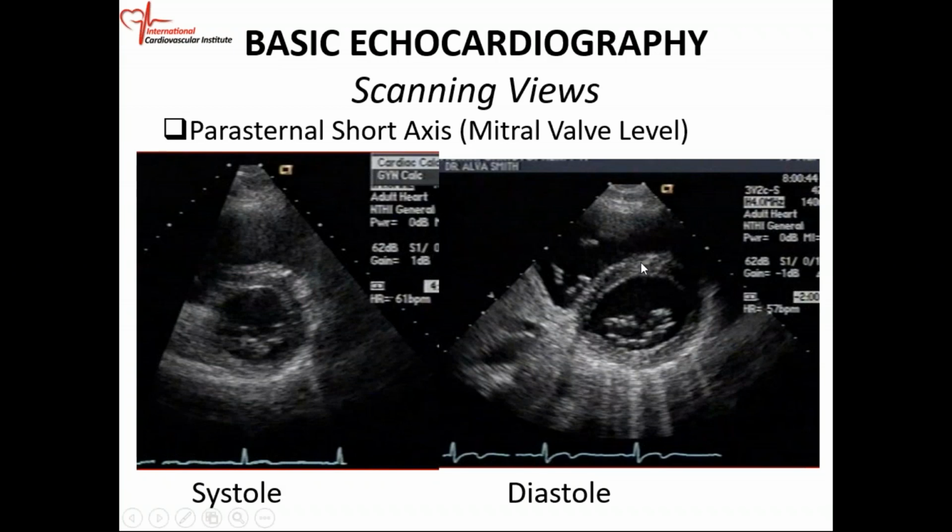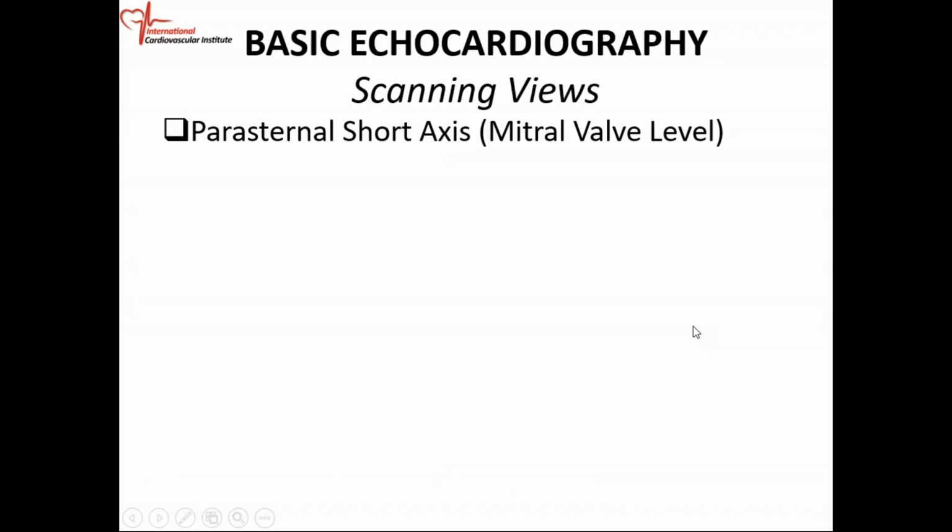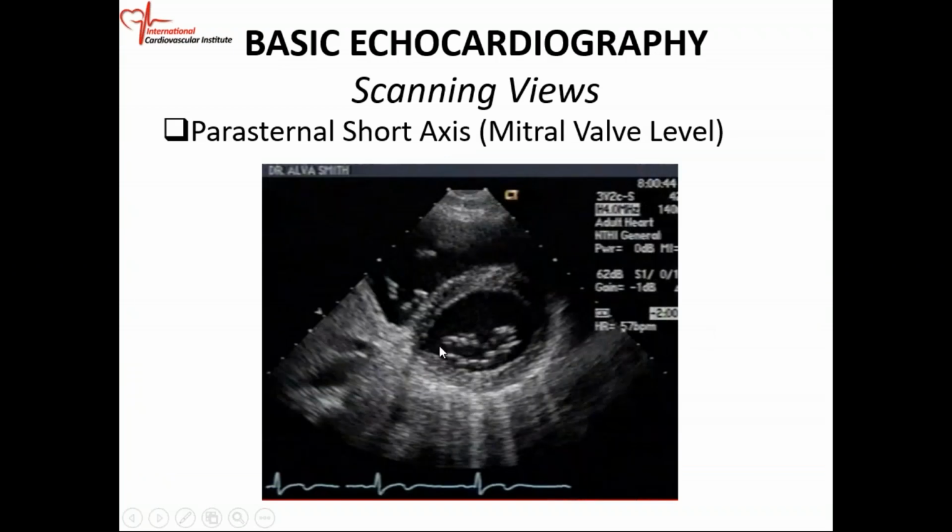So again, this is your anterior wall, inferior wall there. This is the lateral wall over here. The septal wall is right there. This is your right ventricle up here. Okay. Again, short axis at the level of the mitral valve. It's a diastolic frame. The mitral valve is open.